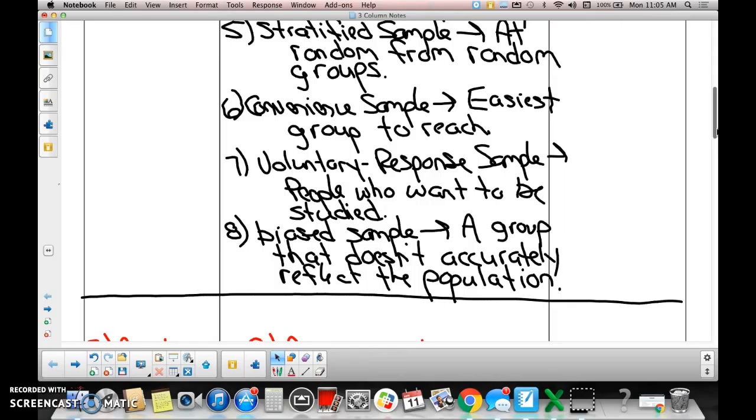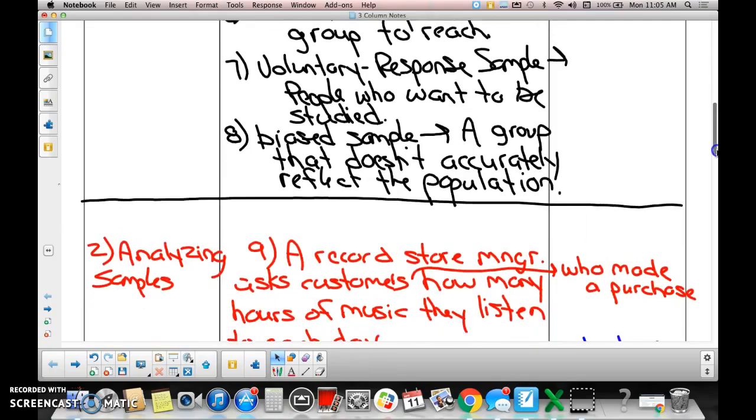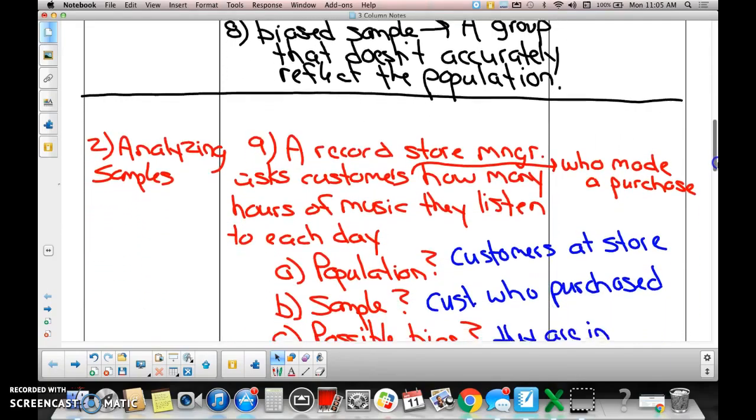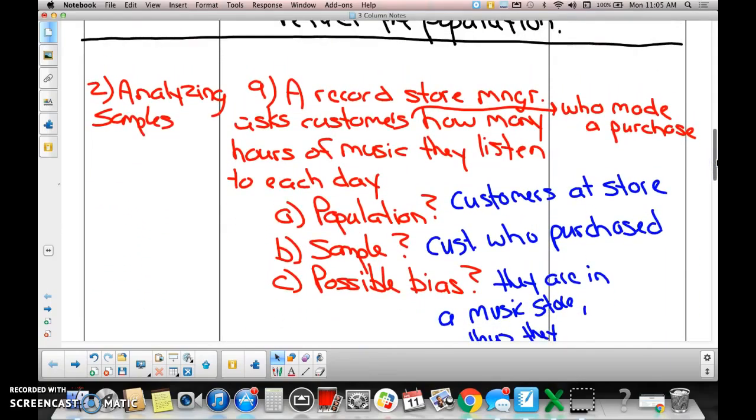Okay. Down to part number 2 here, analyzing samples. Here is the circumstance for number 9. Sorry for the mistake here, but a record store manager asked customers who made a purchase how many hours of music they listen to each day.